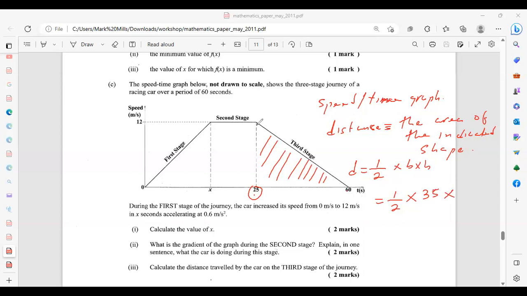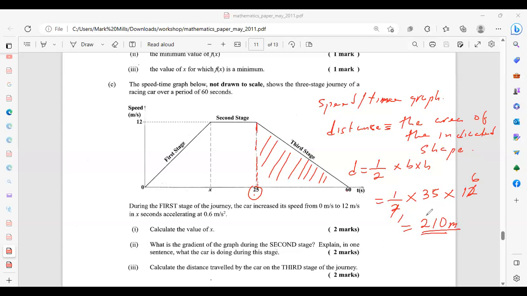What will be the height here? No, look at it carefully. Just take your time. What is the height? 12. Thank you. So 2 goes into 12 six times. So we multiply 35 times 6. What do I get? 210. 210 meters. So the distance in the third stage will be 210.